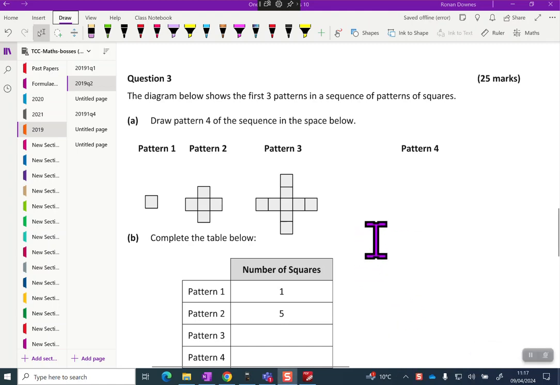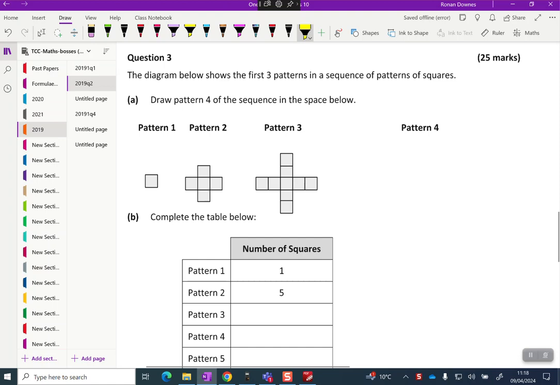Okay, welcome back, students. So we're doing question 3, 2019, and we're going to get straight into the reading of it. The diagram below shows the first 3 patterns in a sequence of patterns of squares. So we have a physical, geometrical context to what's happening.